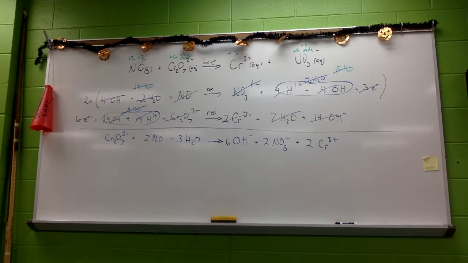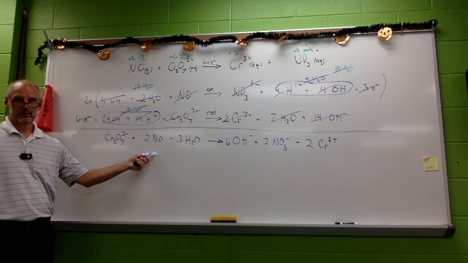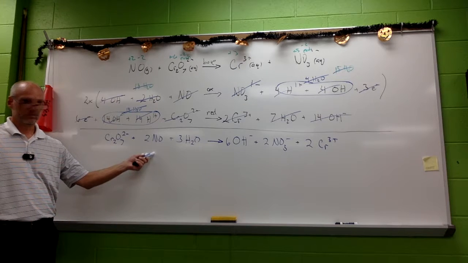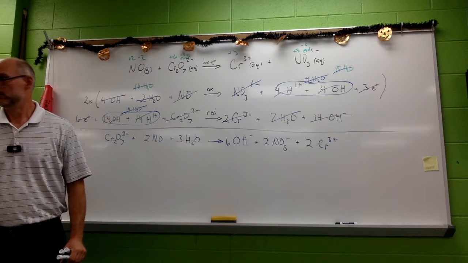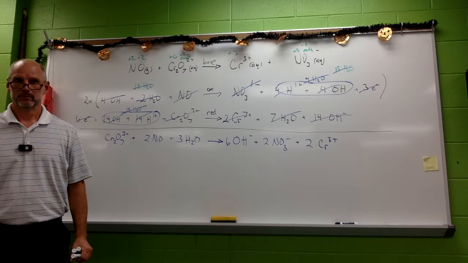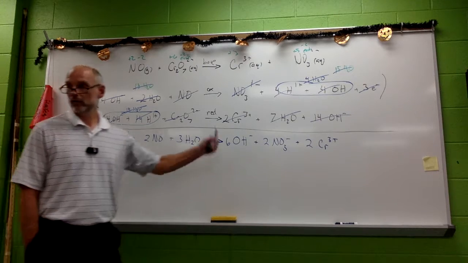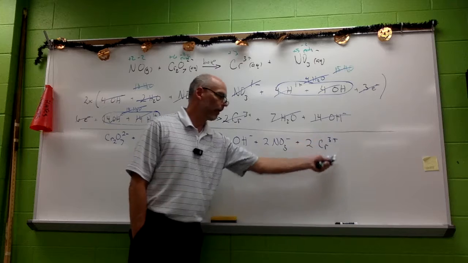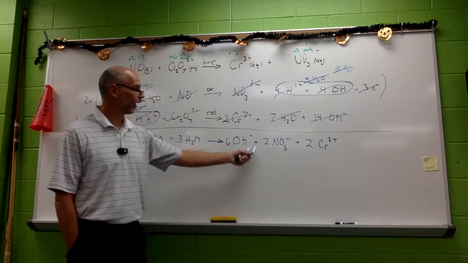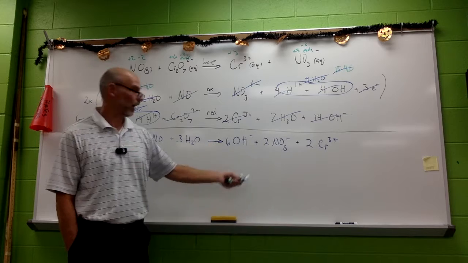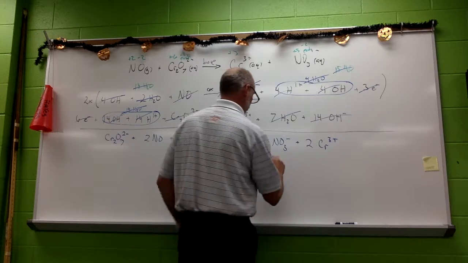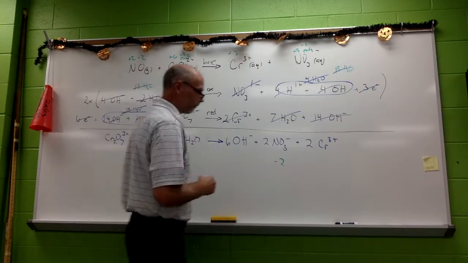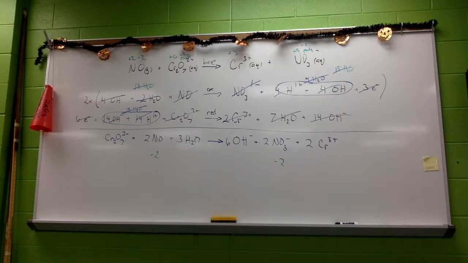The charge. We have a net charge of -2 here. We have a net charge of -2 here. Why is that? How many positive charges? 6. How many negative charges? 6. They cancel out. What do we have here? -2. So the charge cancels also. So that is really no different than balancing the acid ones, okay?